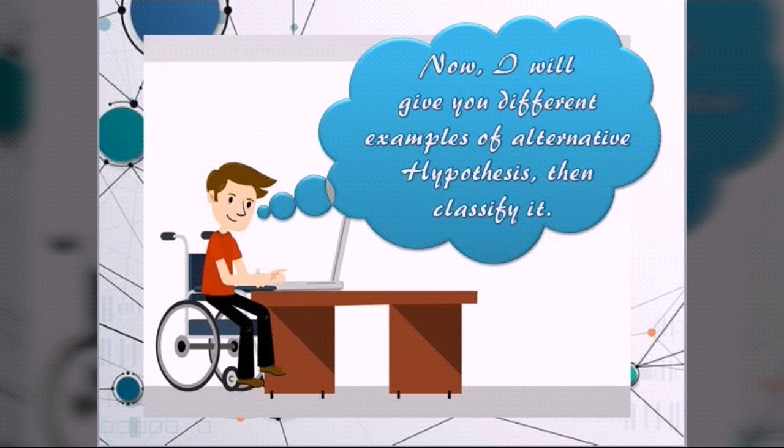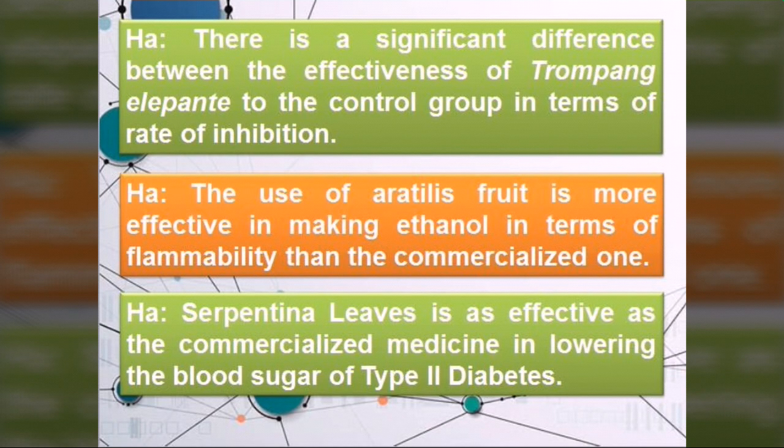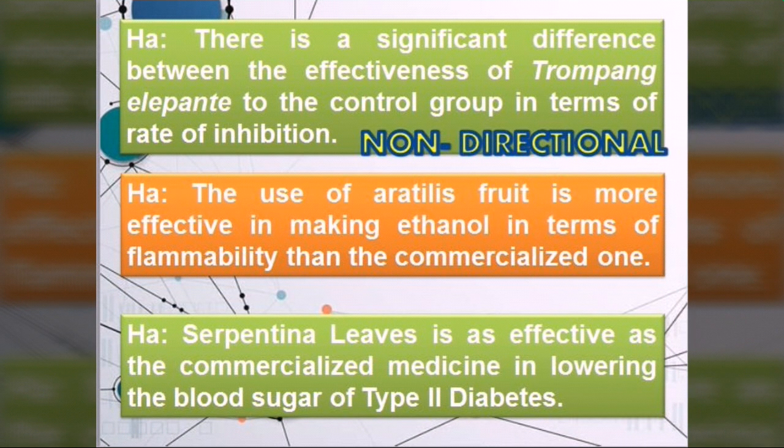Now, I will give you different examples of alternative hypotheses, then you classify them. Let's have number 1. There is a significant difference between the effectiveness of trompang elepante to the control group in terms of rate of inhibition. Is it directional or non-directional? I'll give you 2 seconds for that. If your answer is non-directional, then you are correct.